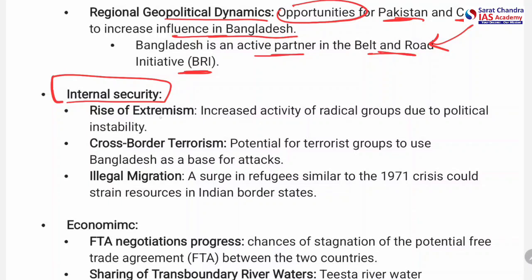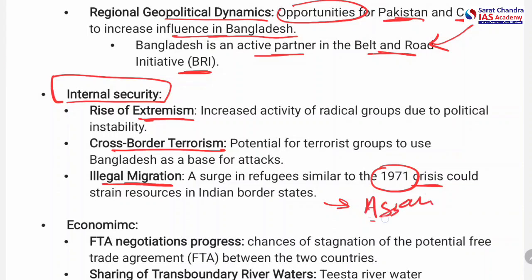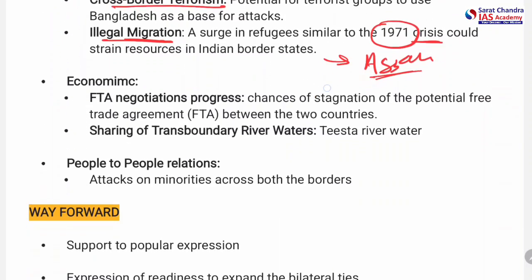This kind of issue can lead to a rise in extremism in those areas, especially in the border area. It can lead to cross-border terrorism, and illegal migration like we saw in the 1971 crisis can take place. After that, we saw a lot of insurgent groups develop in Assam because of the influx of migrants and change in demography in those regions.